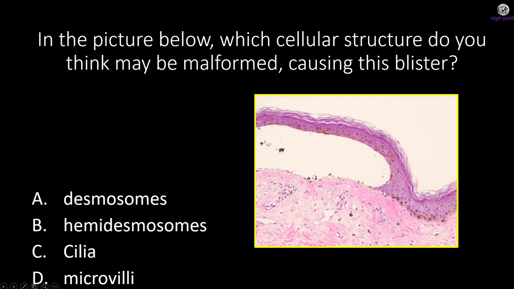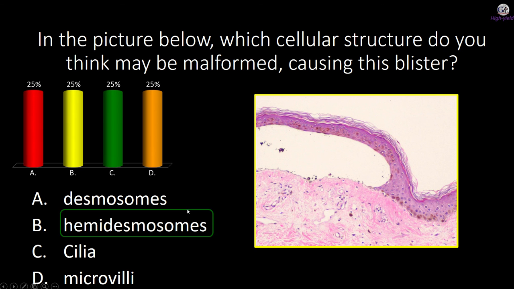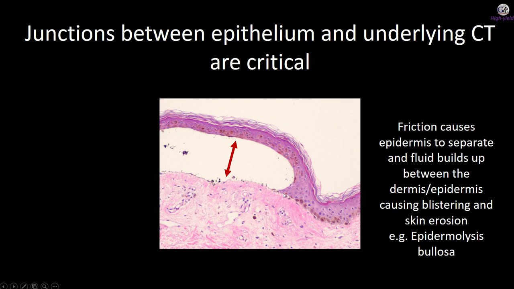Cilia, no, there's no cilia here. Those apical cellular projections are not really a player in the epidermis, nor are microvilli. So I'm going to go with hemidesmosomes, and that is true.